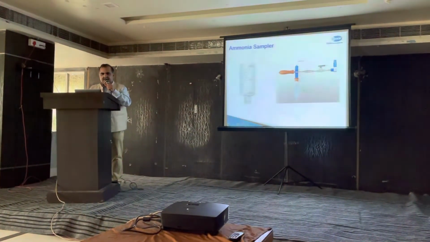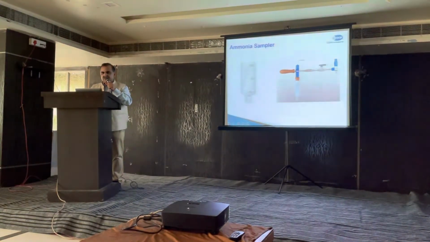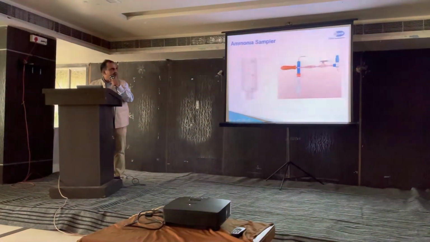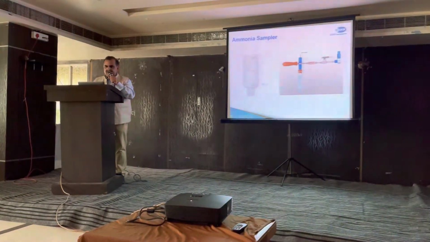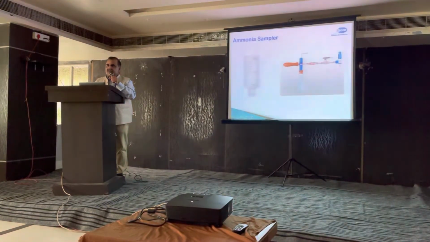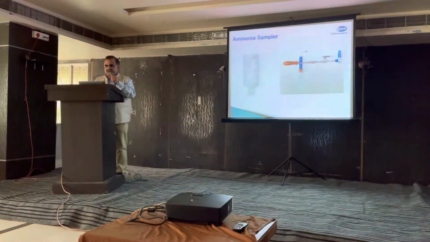This is a typical ammonia sampler system. You connect this valve, you can see, right, this valve to your low pressure side. You take a measured quantity of the sample, say 100 ml of ammonia, and then you close this valve. Then you let the ammonia evaporate from this tube.